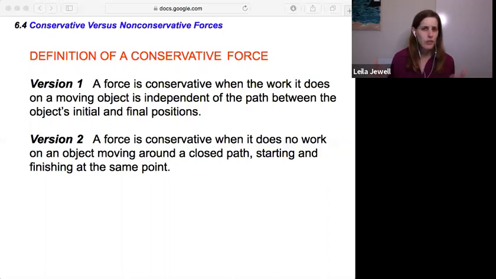Well, there's two different ways of looking at it, and both are equally true. One version of the definition is that a force is conservative when the work it does on a moving object is independent of the path between the object's initial and final positions. Let's look at this and come back to version 2.